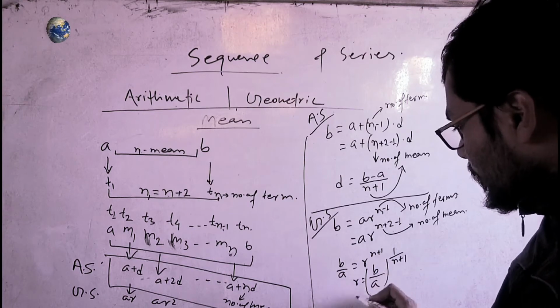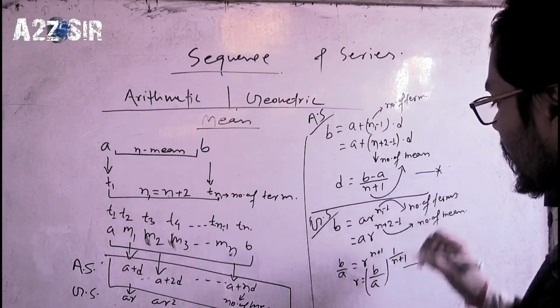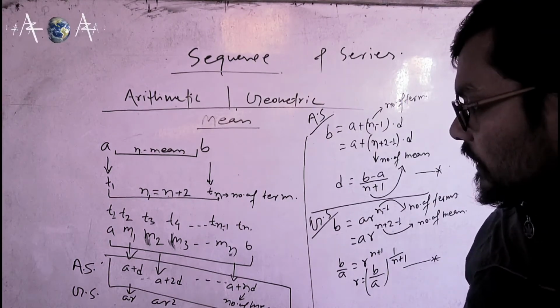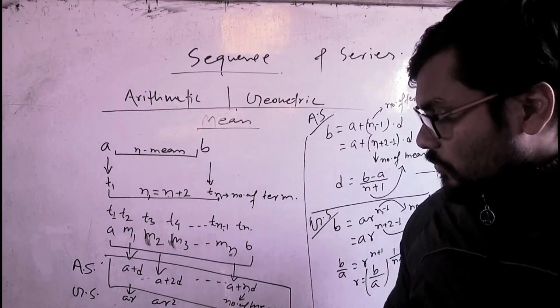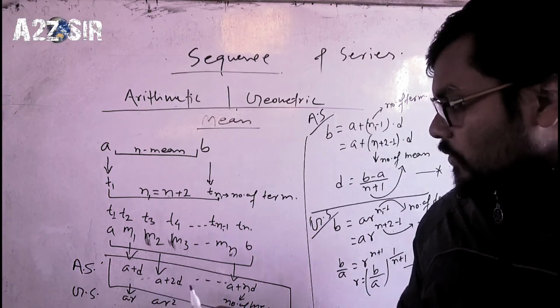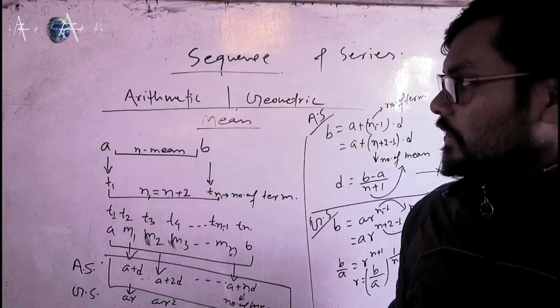So this one is the most important formula. This one is also a most important formula for means, including the means between A and B. And this one you can use for a geometric pattern: AR, AR square, AR to the n, and for the arithmetic sequence, A plus D, A plus 2D, A plus nD.